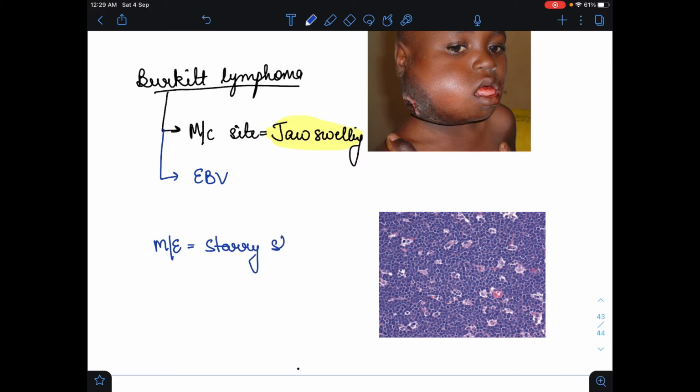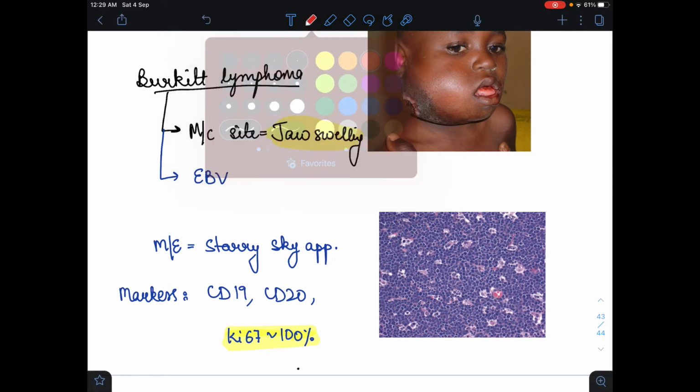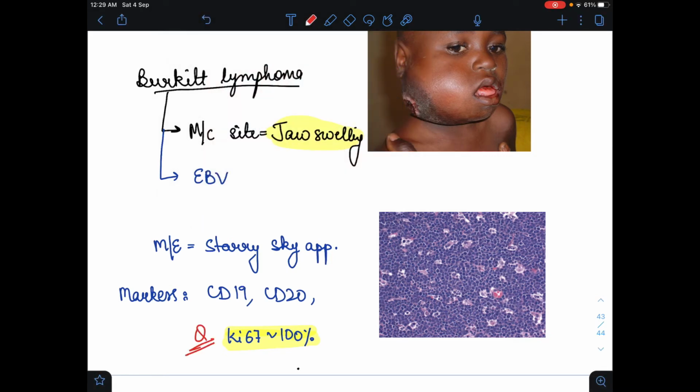Please remember that the starry sky appearance is seen in Burkitt lymphoma. The markers for Burkitt lymphoma are CD19, CD20, and one more marker, Ki67, which is approximately 100%. Please remember it. This is a very important question: Ki67 100% is seen in Burkitt lymphoma. It is very important, and here we see the starry sky appearance in Burkitt lymphoma.